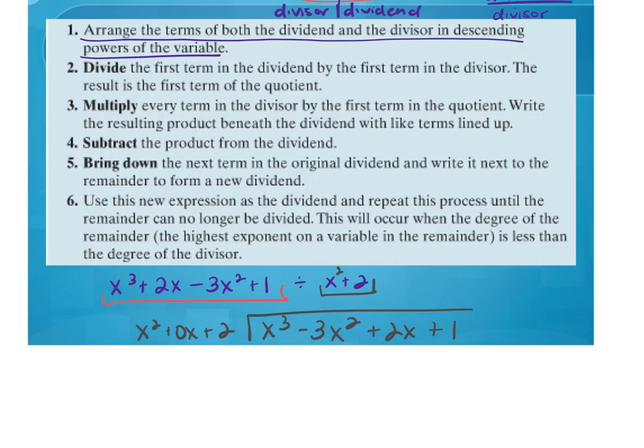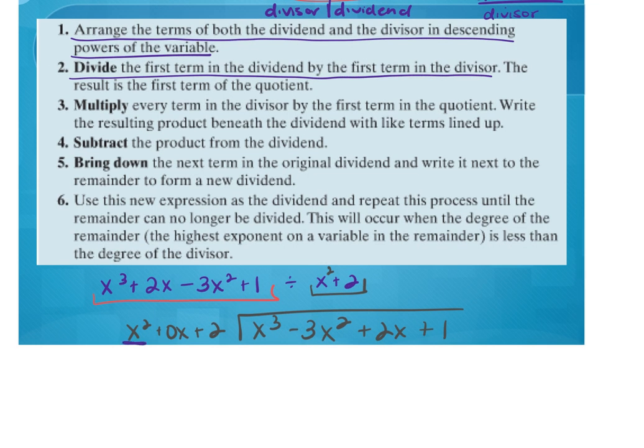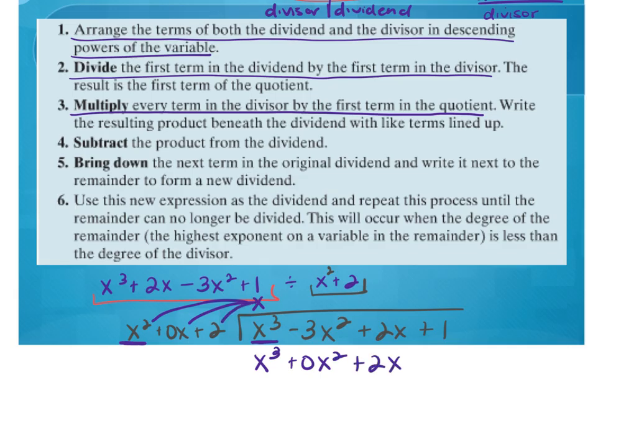All right, then step 2: divide the first term in the dividend by the first term in the divisor. We're basically saying, what do I have to multiply this first term by to get to this first term? Just first into first, and it's x to the first power. Then we multiply every term in the divisor by the first term in the quotient. So x times x squared is x to the third. x times 0x would be positive 0x squared. And x times positive 2 is positive 2x.